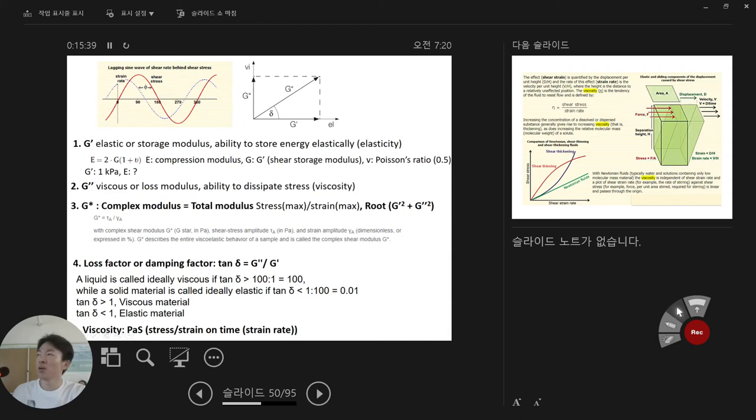Now, the G double prime. G double prime is the viscous or loss modulus, the ability to dissipate stress. What is the meaning of dissipate? Dissipate is go away. They just lose. That is why we can say loss modulus. So storage modulus, as you can expect, means really storing energy. But this viscosity property is related to loss of energy, because the water always loses its energy. So that is G double prime. And then the complex modulus, this is our original value.